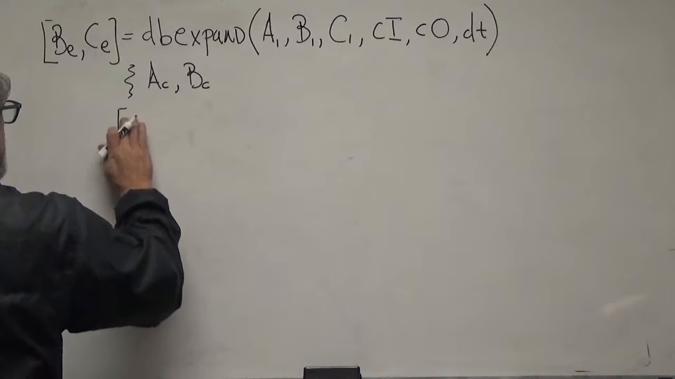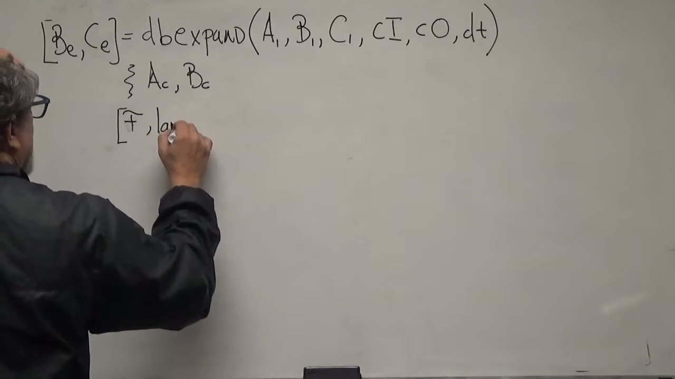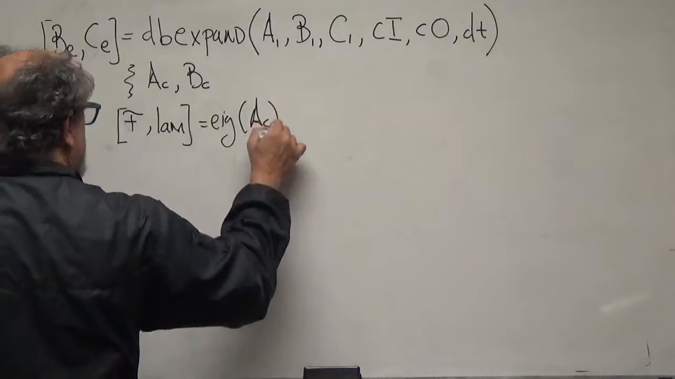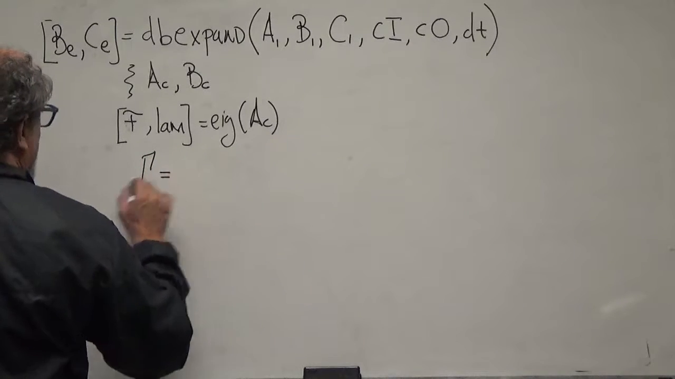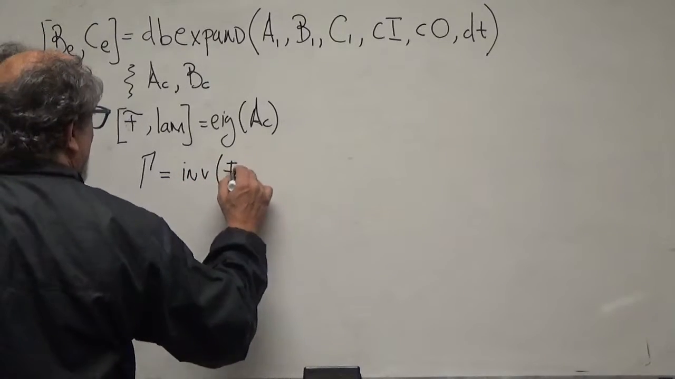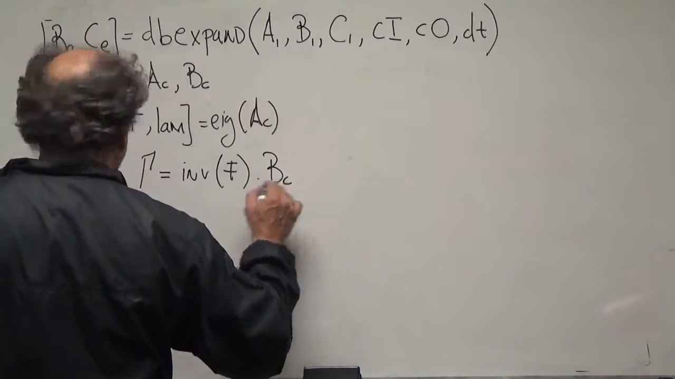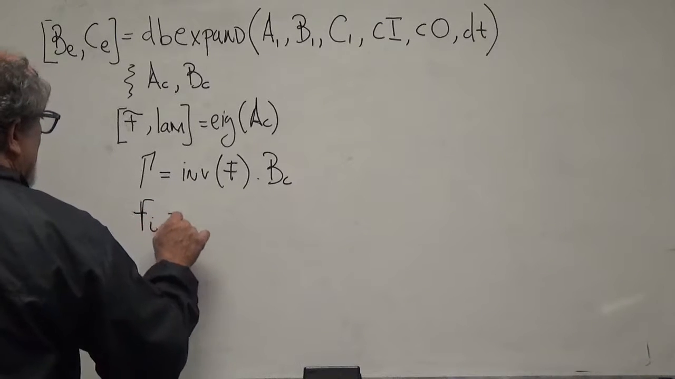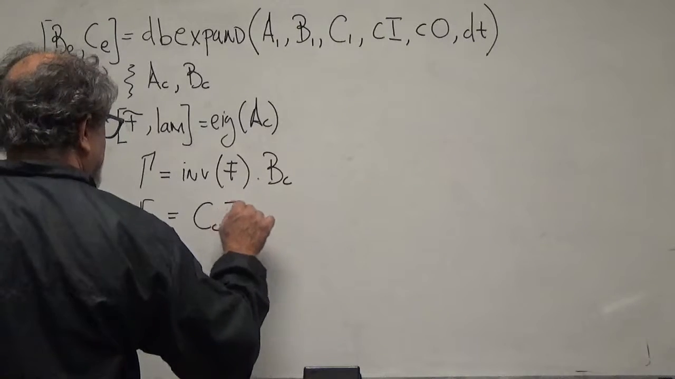Let me use the same notation I'm using in the code here. So I'm calling it F and lambda to be the eigenvalues of A continuous. Okay, then tau, you give it any letter you want, is the inverse of F multiplied times B continuous, with the formula that we've written a few times. And phi, which I called phi like this, is equal to C continuous times F.